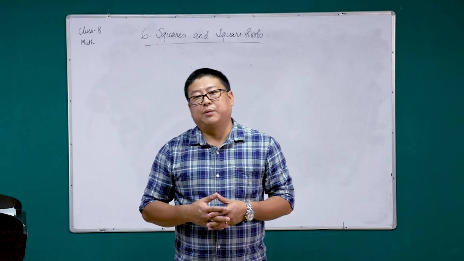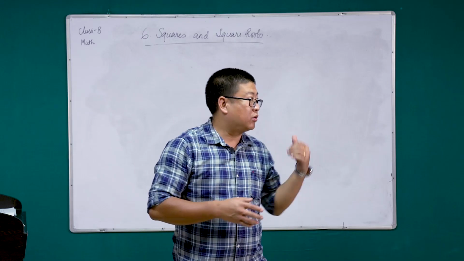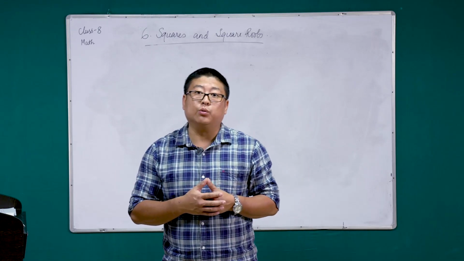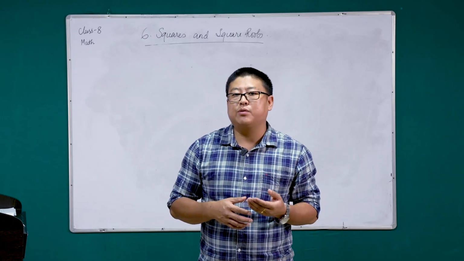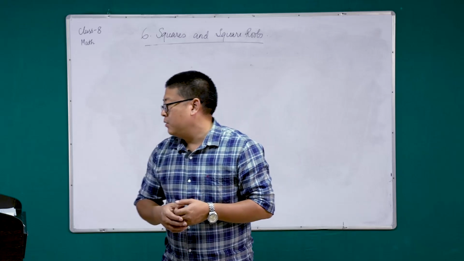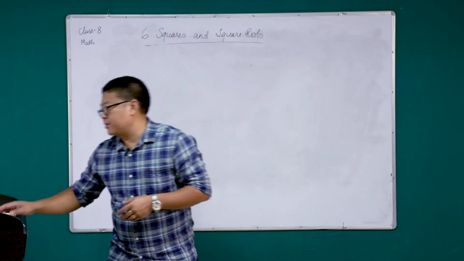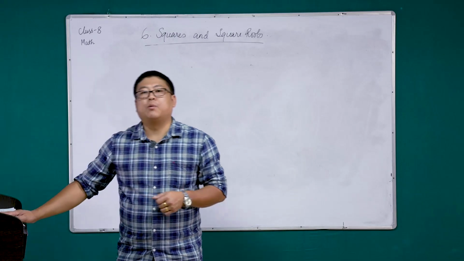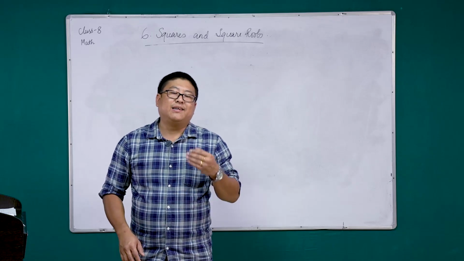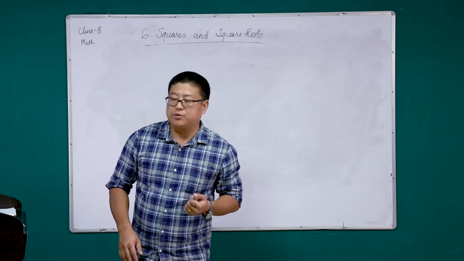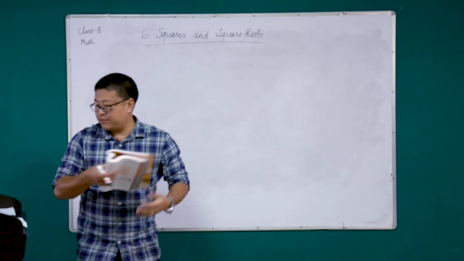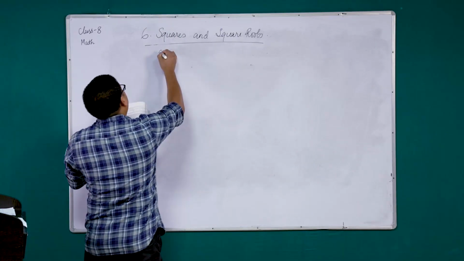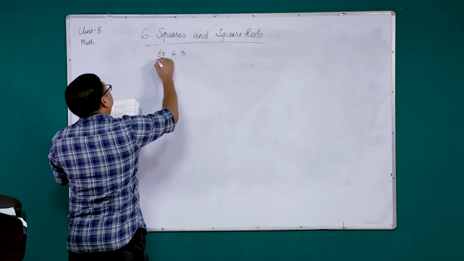In the last class, we have discussed and worked on exercise 6.2. So we'll be continuing with the chapter squares and square roots with a different exercise now. This exercise will be exercise 6.3, where we will be applying the different methods of finding square roots. So to begin with, let's look at the first question of Exercise 6.3.